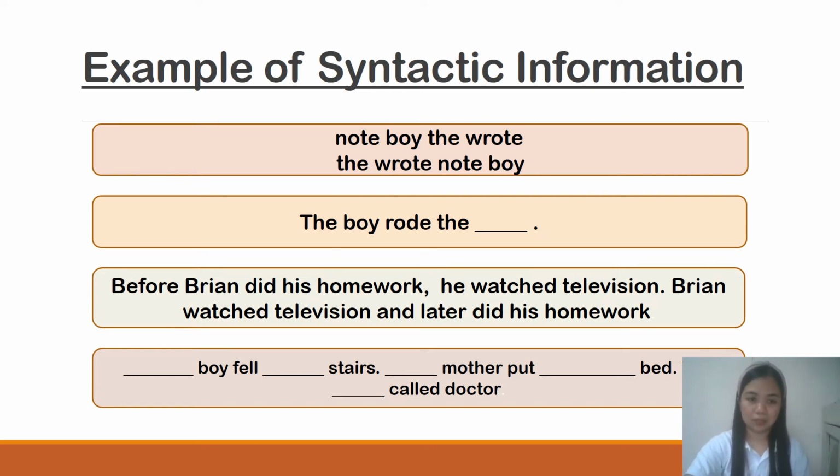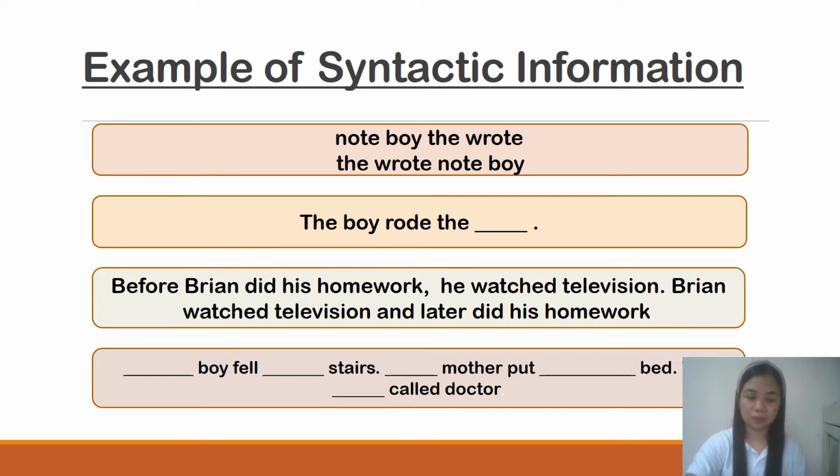Third example: "Before Brian did his homework, he watched television." "Brian watched television and later did his homework." Are the sentences equivalent in meaning? This example uses syntactic cues to establish equivalent sentence meaning.